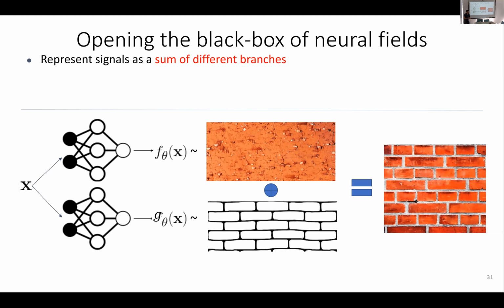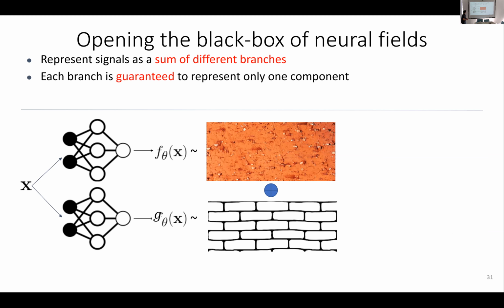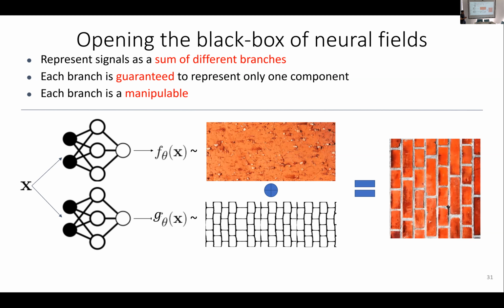So in this work, what we attempted to do is to open the black box of neural fields. In particular, we wanted to represent signals as a sum of different neural network branches. And each branch is guaranteed to represent only one component of interest. And each branch should be manipulable in isolation. So for example, here, one branch of the network outputs high frequency details and another outputs low frequency structure.